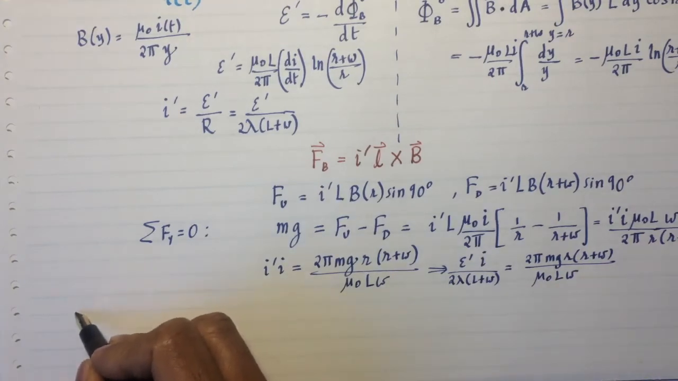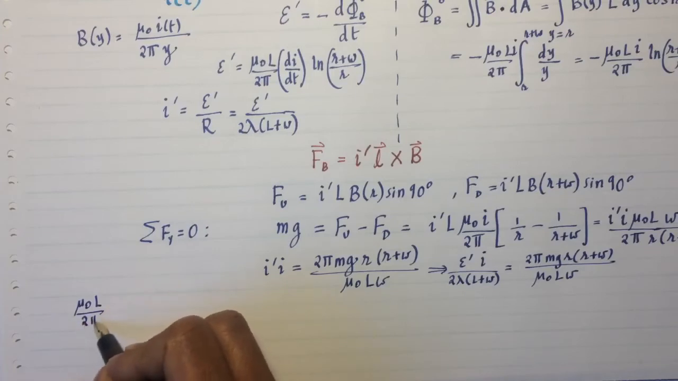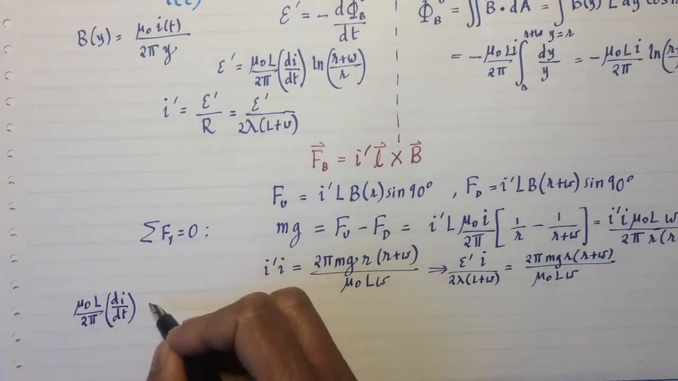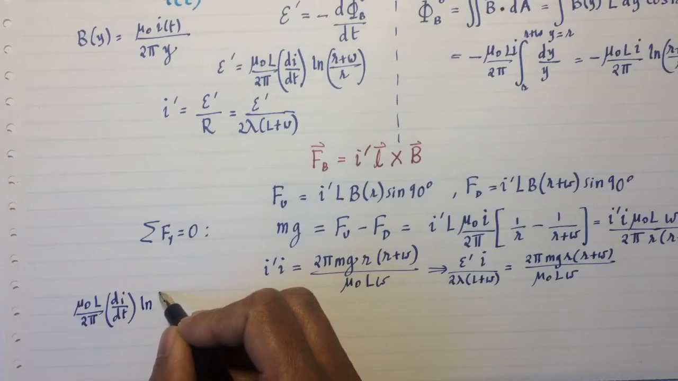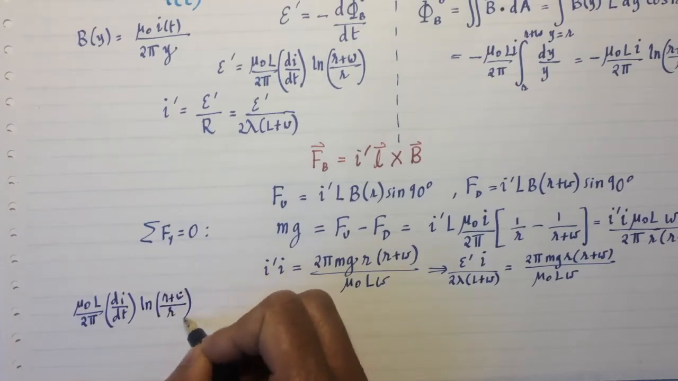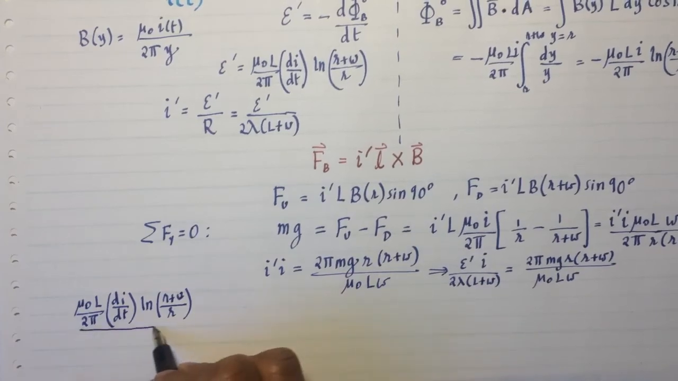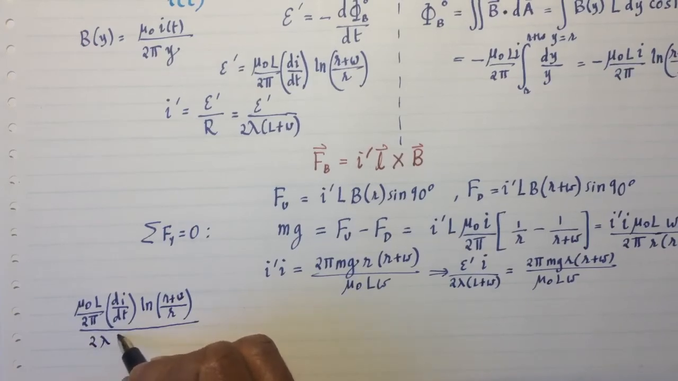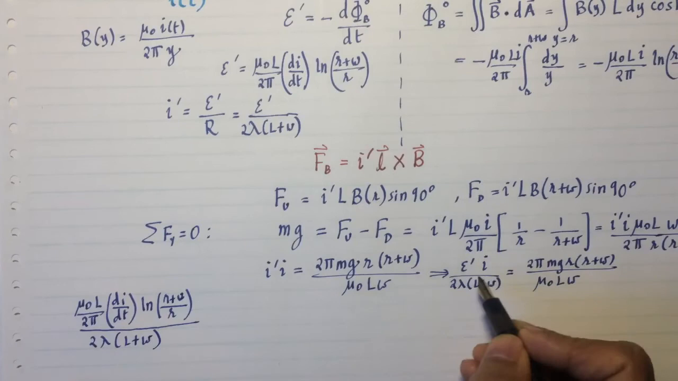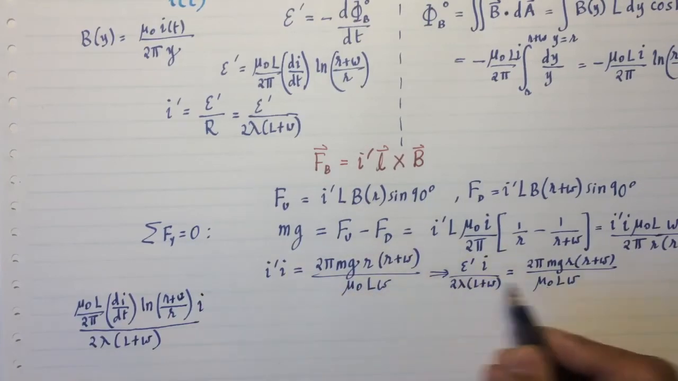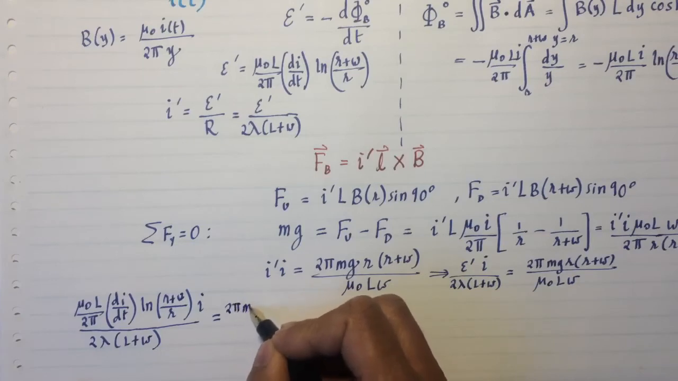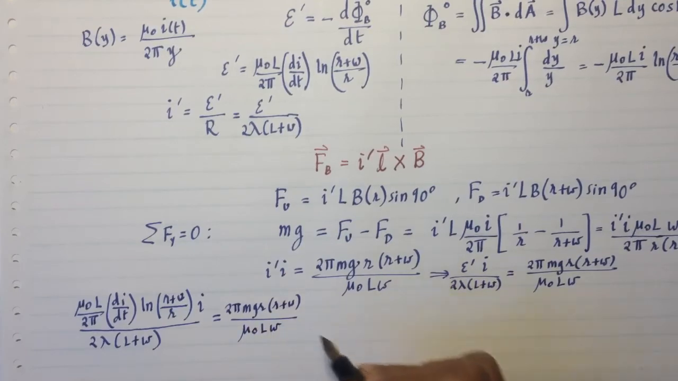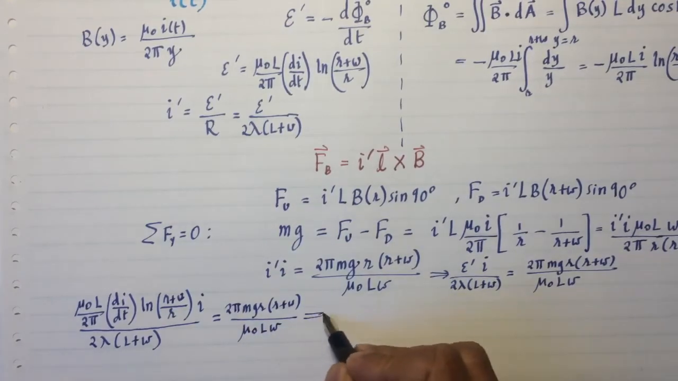So I get E prime, which is mu naught L over 2 pi di by dt times natural log of R plus W over R, divided, that's E prime alone, divided by 2 lambda L plus W, times I is equal to 2 pi mg R plus W over mu naught LW. So you look at that thing, it looks pretty impressive at this point.